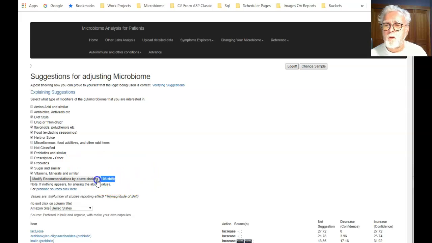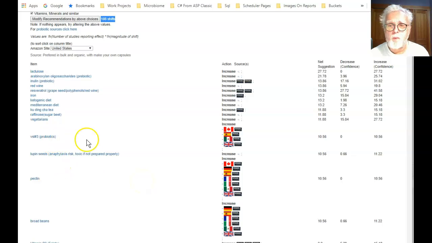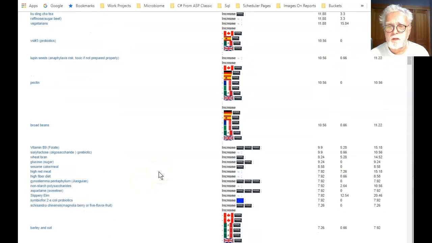Notice something right here. What we selected has 108 different reported shifts in bacteria. So we are trying to compensate for 108 shifts all at the same time by looking at a database of 2,000 items and asking how we can figure out the best combination. And here we have the change. Red wine, resveratrol comes in, a Mediterranean or ketogenic diet comes in, and sugar beet comes in as the preferred type of sugar rather than the regular type of sugar. We have probiotics, pectin, broad beans, etc.